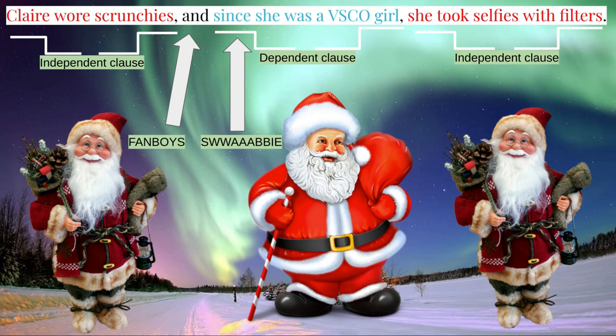You got it. They're still the same, so it should have been pretty simple. They're just in different orders, and they're still following those grammar rules. So Claire wore scrunchies is your first independent clause. You have a comma and a fanboys. To connect that to your dependent clause, notice the SWABI there, since she was a VSCO girl, followed by a comma cane to help hold it up. She took selfies with filters is your independent clause.